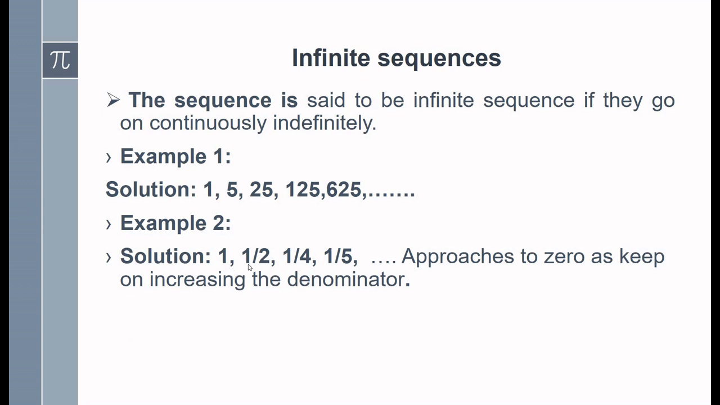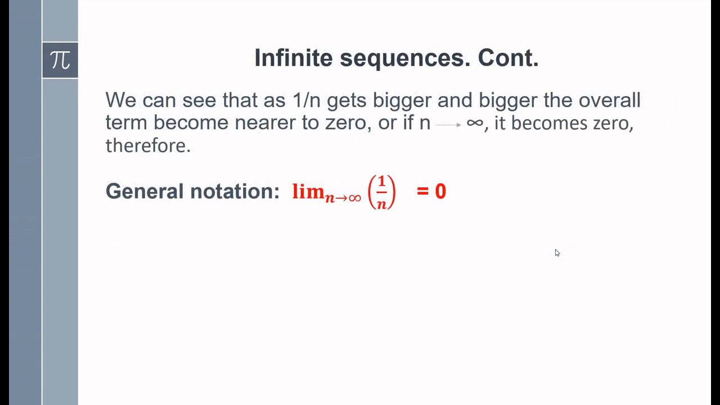Let's see another example, which is 1, 1 by 2, 1 by 3, 1 by 4 and so on, and it approaches 0 as we keep on increasing the denominator. We can see that as n gets bigger and bigger, the overall term 1 by n becomes nearer to 0. If n approaches infinity, definitely the overall term will become 0. So we can rewrite this in this form, where the limit as n approaches infinity of 1 by n is 0.